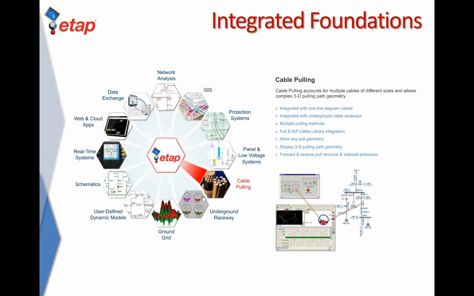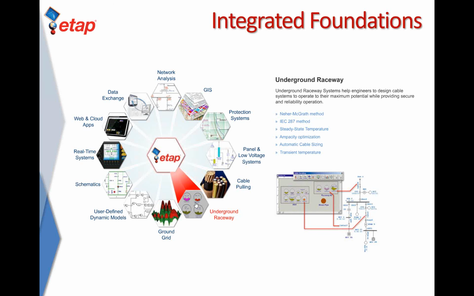The same conductor can be put into a different view, such as an underground raceway view, where you can solve for steady state or transient temperature calculation using methods such as Neher-McGrath or IEC 287, and understand the thermal or the temperatures inside an underground raceway system based on different ampacity levels or different amps.